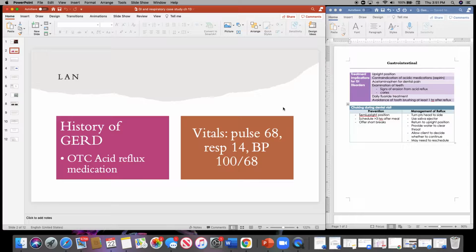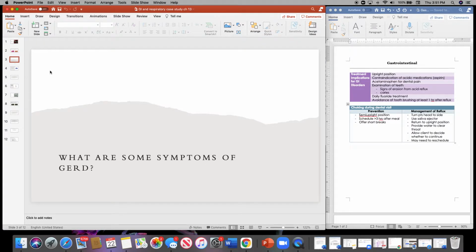If you're shaking your head while you're listening, yes, you're going to see Lon, definitely. Very healthy otherwise. But we may need to take some things into consideration with Lon's history of GERD. So, what are some of those symptoms of GERD? What are some things that you might need to be aware of? Acid reflux is a symptom of GERD. There are some others that you've probably read about in your book. Think of as many symptoms of GERD as you can.